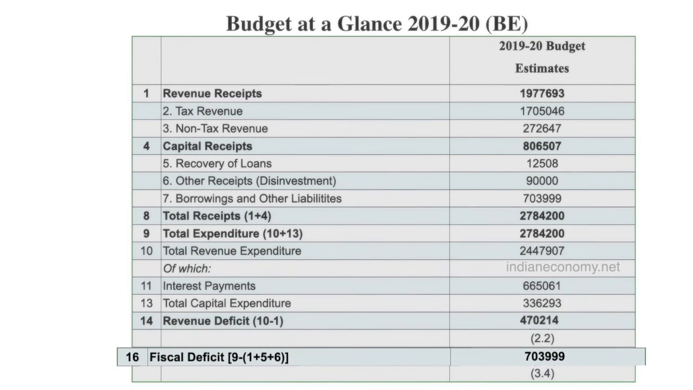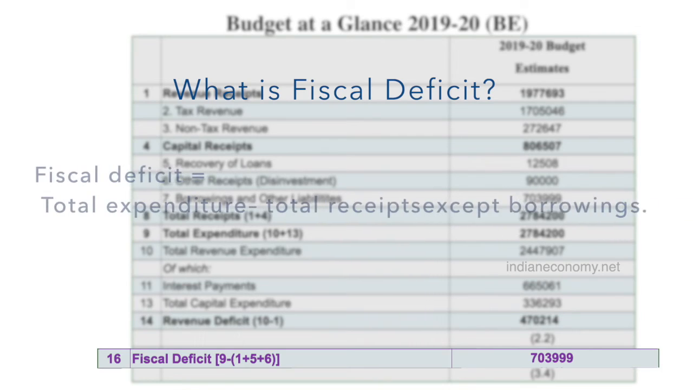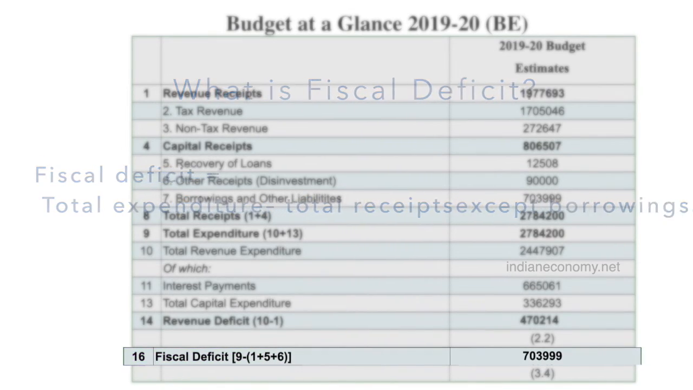Next is fiscal deficit, the most popular indicator about government's fiscal health. That is shown under item number 16. Fiscal deficit is 7,03,999 crores rupees, or it is around 3.4% of the GDP for 2019. And what is fiscal deficit? Fiscal deficit is equal to total expenditure minus total receipts except borrowing. Once more, fiscal deficit is equal to total expenditure minus total receipts except borrowing.